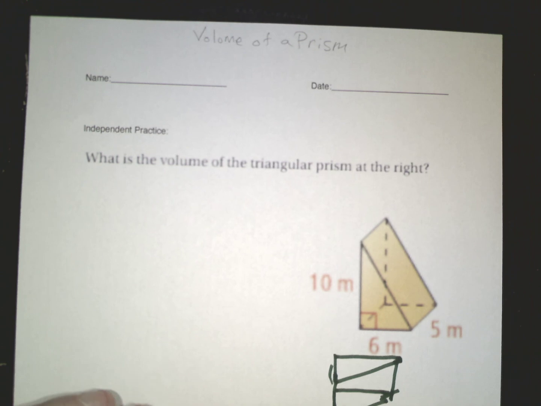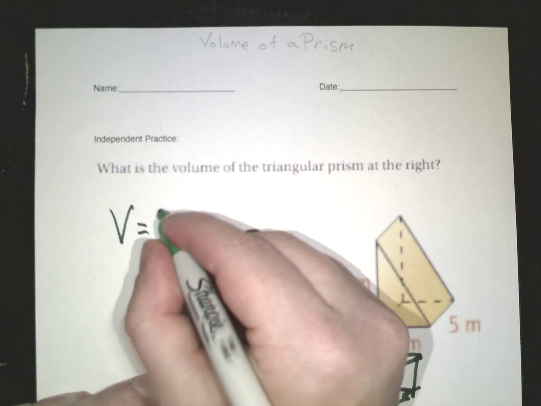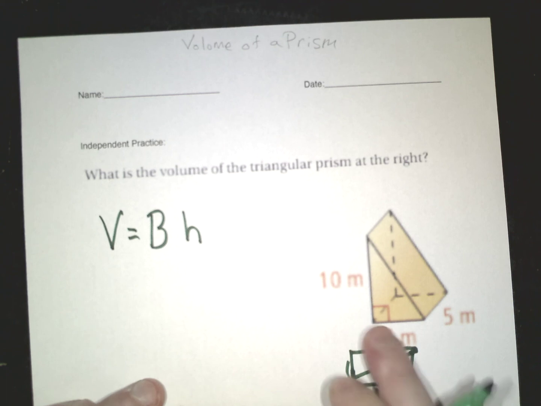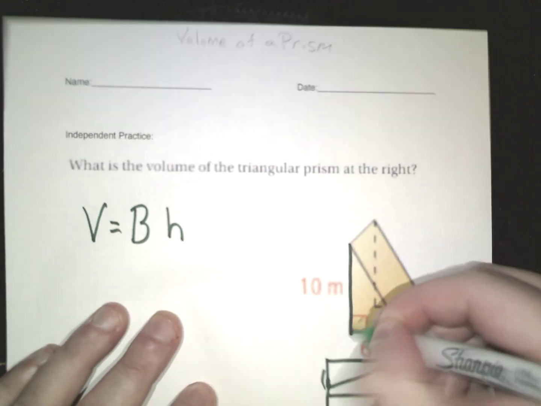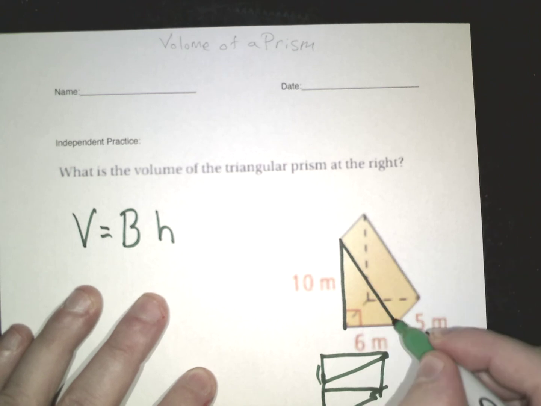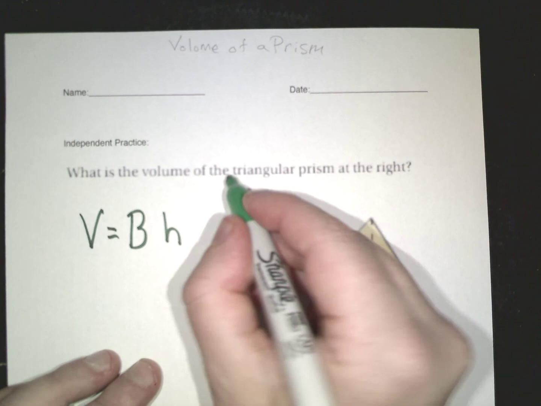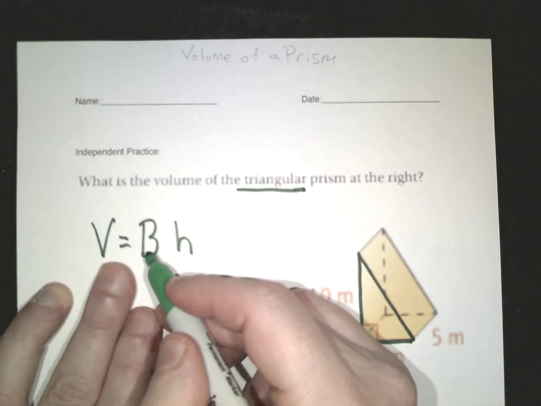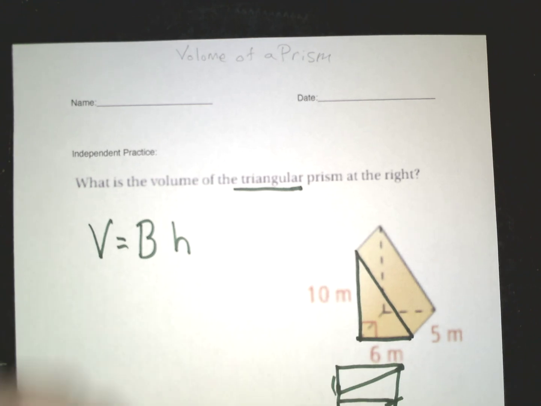Now, that's the best way to do it using this formula. Volume equals base area times height. Now the trick here is that this triangle becomes my base, because that's the triangular prism. So the base of a triangular prism is a triangle. So that kind of changes things for me.